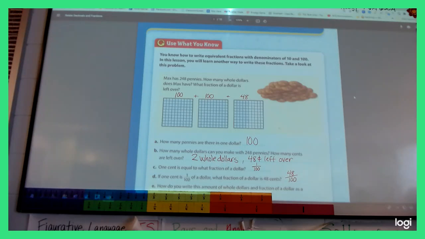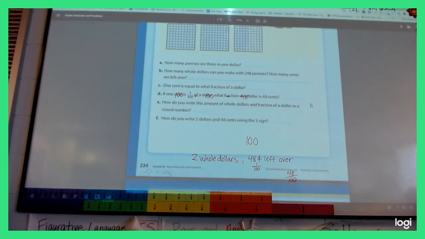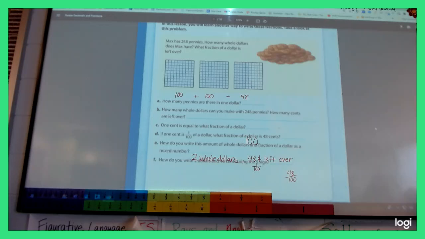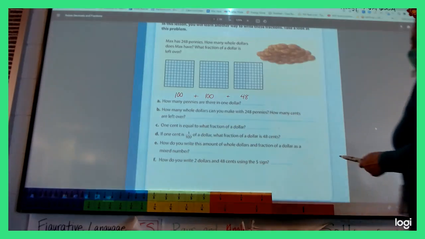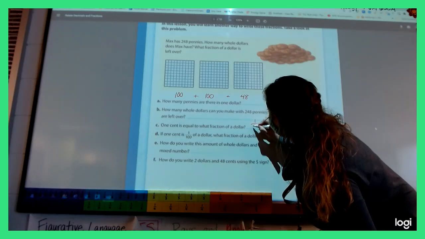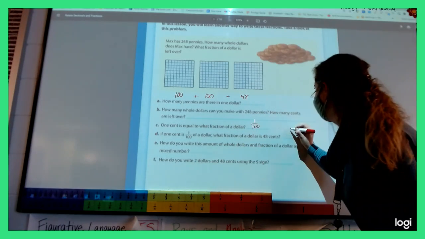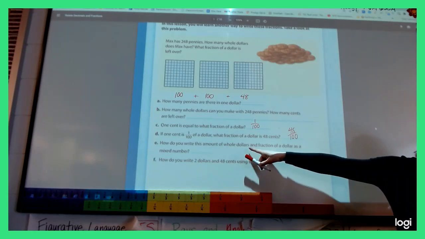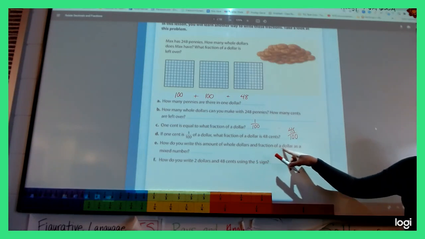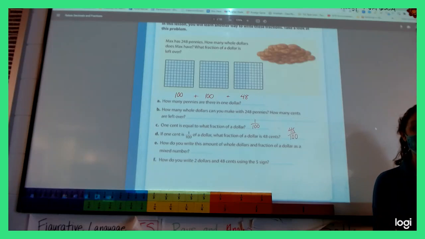Okay, I've got to move my page up just a little bit. Would someone like to read E? Liam, go for it. How do you write this amount of the whole dollars and fractions of a dollar as a mixed number? Okay, I need to erase some of this out of our way. But I will write this back up here so we can still see it. 48 out of 100. Okay. How do I write this amount of whole dollars and fraction of a dollar as a mixed number?